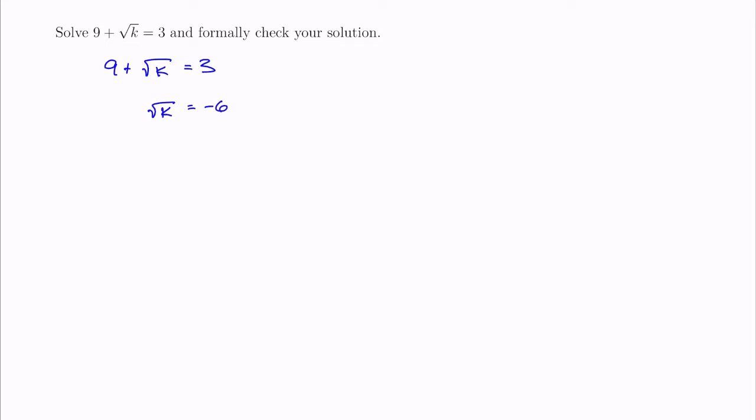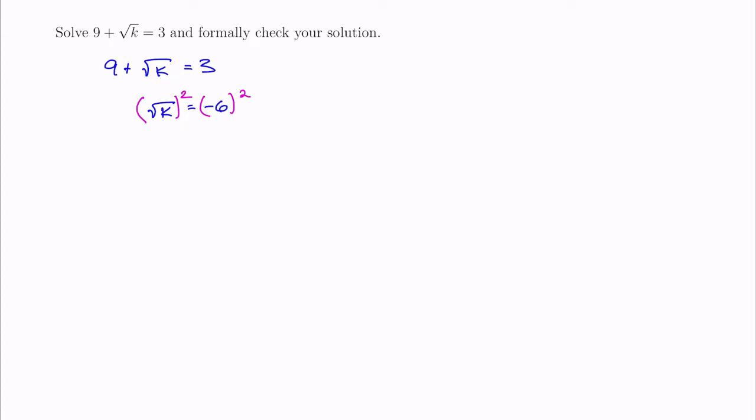equals -6. Now the standard equation solving process for radicals is to use an exponent that matches the index of the radical. In this case, since we have a square root, we'll end up squaring both sides of the equation. So we'll end up with the square root of k quantity squared equals the quantity -6 squared.